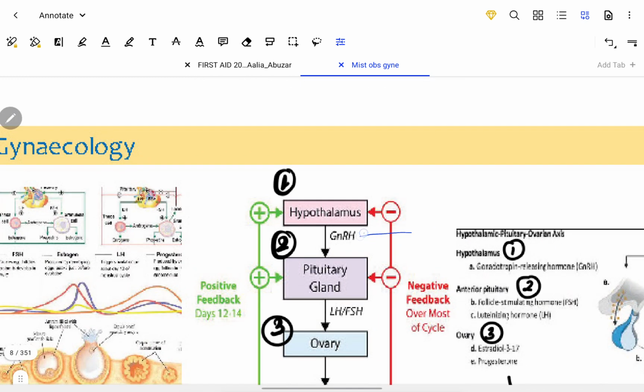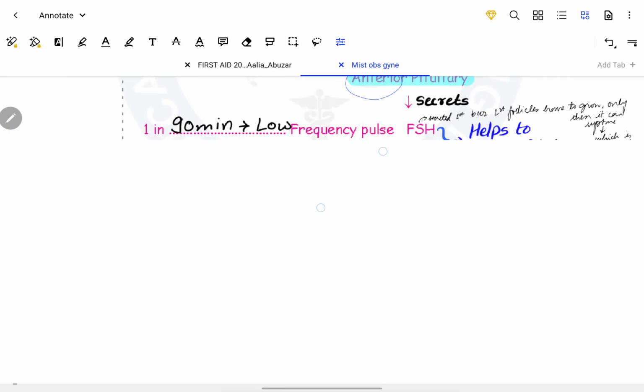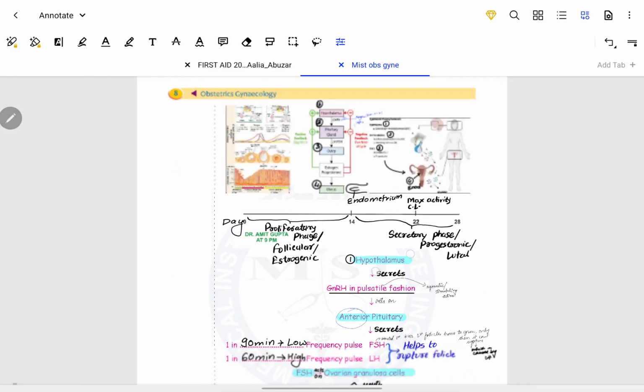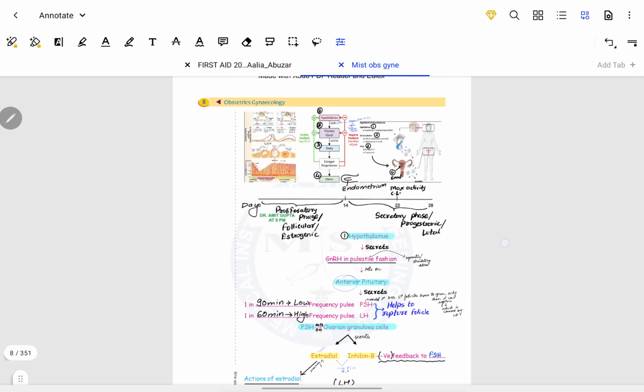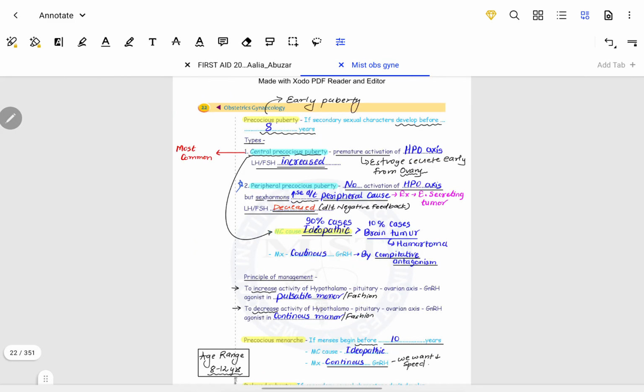Maybe we can add it so we can remember it better. This is stimulated by kisspeptin from hypothalamus and leptin from adipose tissue, fatty tissue. Okay, we will go back.